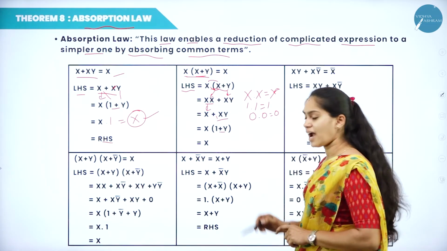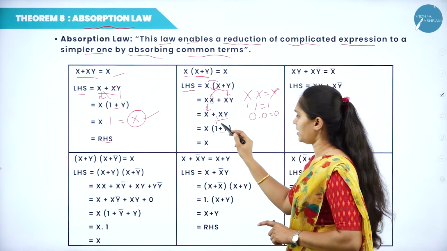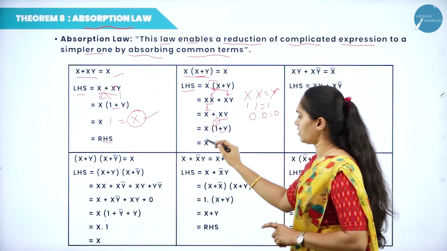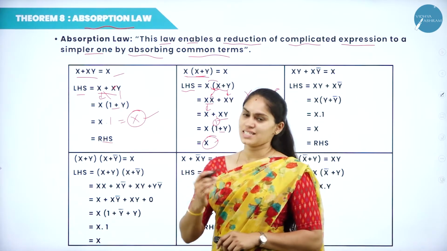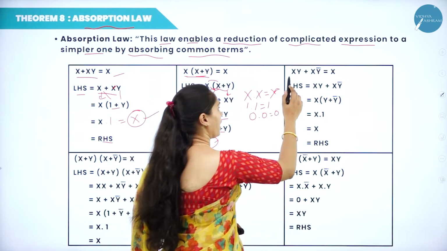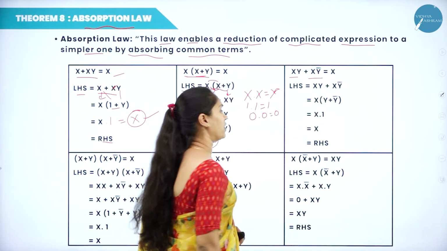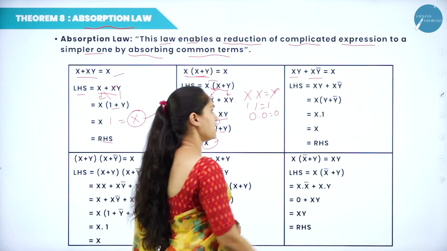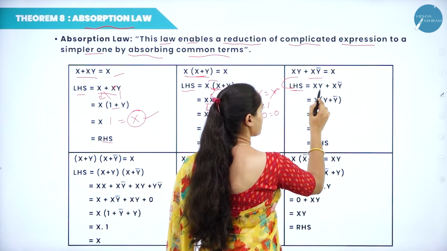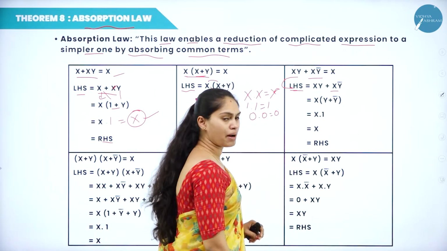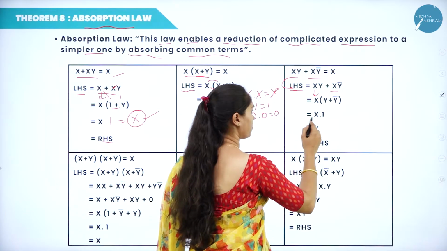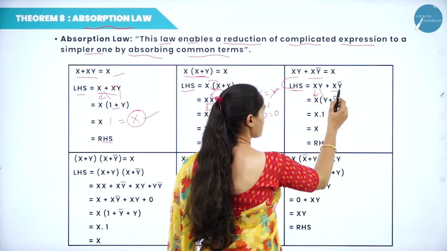If I add any number with 1, then it will be 1 itself. So x into 1 is going to be x. We'll see the next one, that is xy plus xy bar is equal to x. How are we going to get this? Consider the LHS part, that is xy plus xy bar. So consider this x as a common factor, x into y plus y bar.